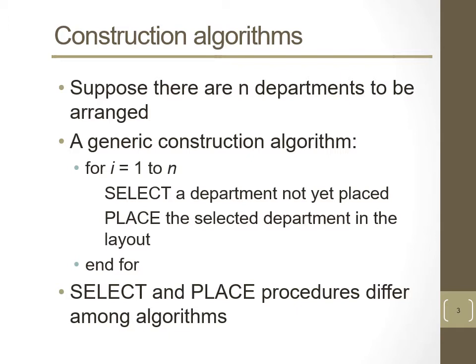Select one of those departments. We will talk about how to select this. And then the second step is to place this department in a suitable place in your layout. So you repeat this step again and again. You select the first department, place it. Then go back, select the second department and place it. And do this for all the departments that you need to design. And these select and place procedures may differ from one algorithm to another, and we will see the alternatives of these selection and placement procedures.